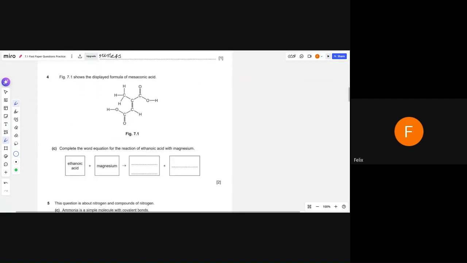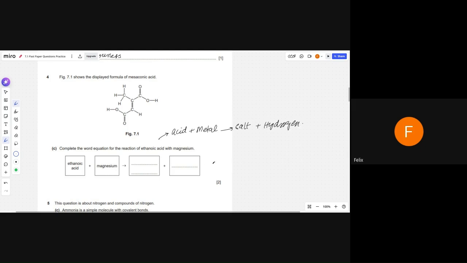So now next question, ethanoic acid and magnesium. The question says complete the word equation for the reaction of ethanoic acid with magnesium. So here, it's a general reaction of an acid reacting with a metal. So remember that whenever any acid reacts with a metal, you will get salt and hydrogen gas, right? So this is what you need to remember.